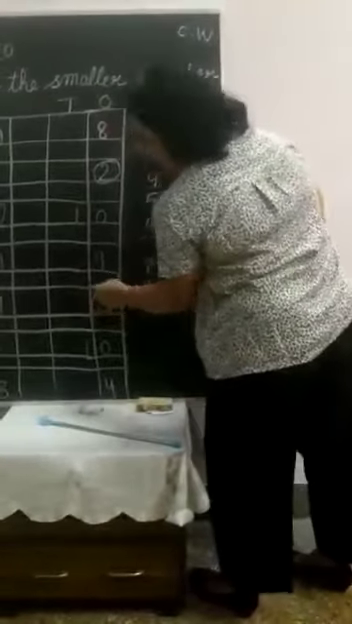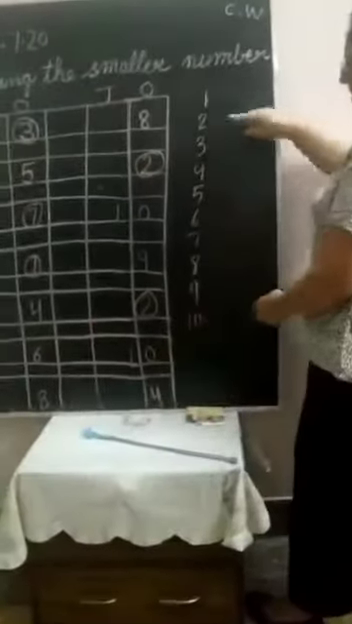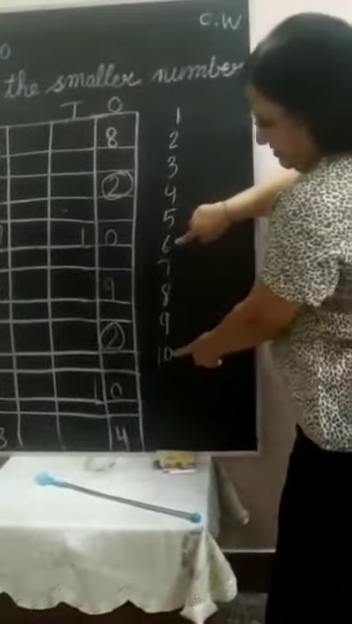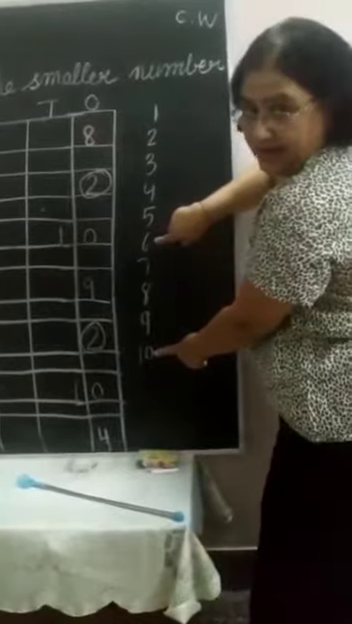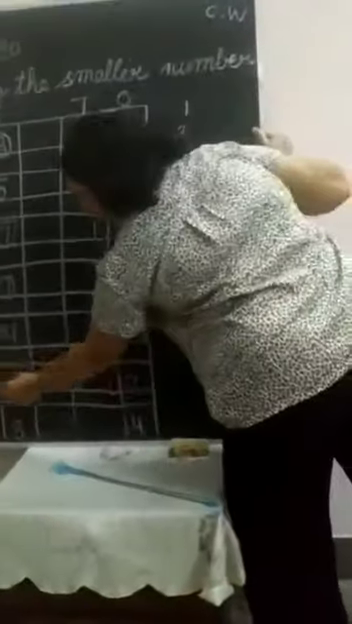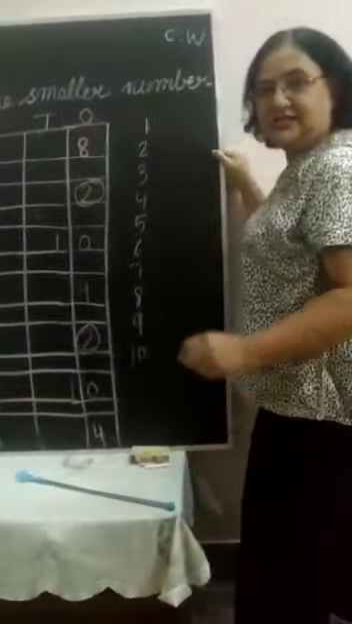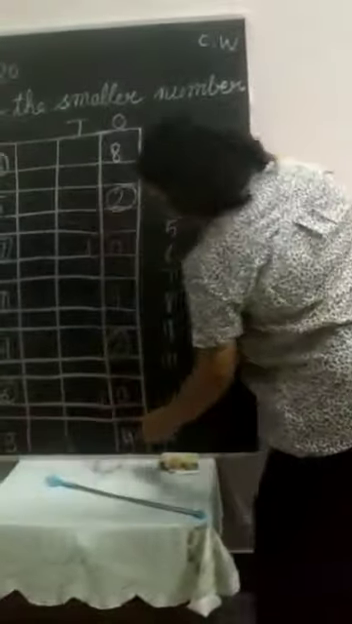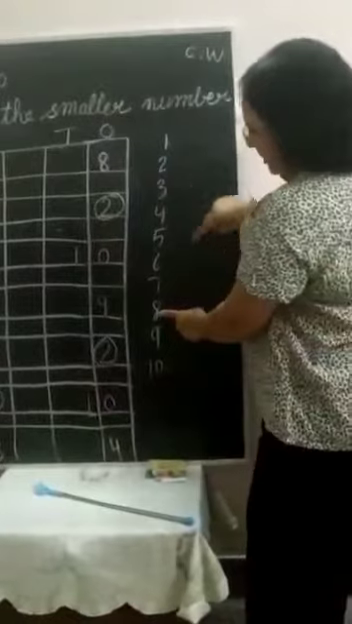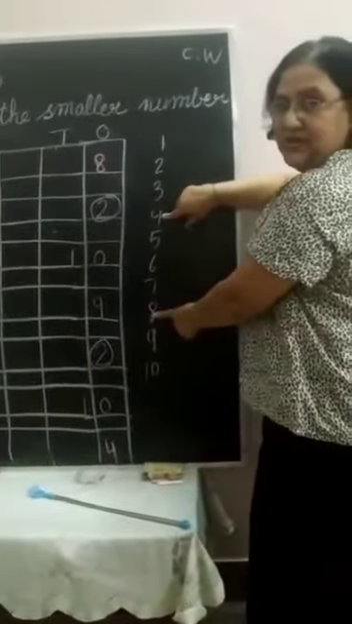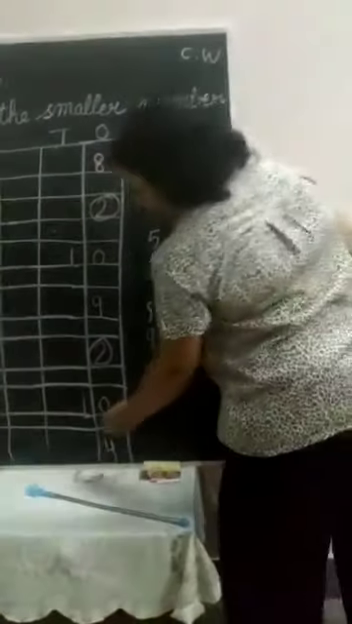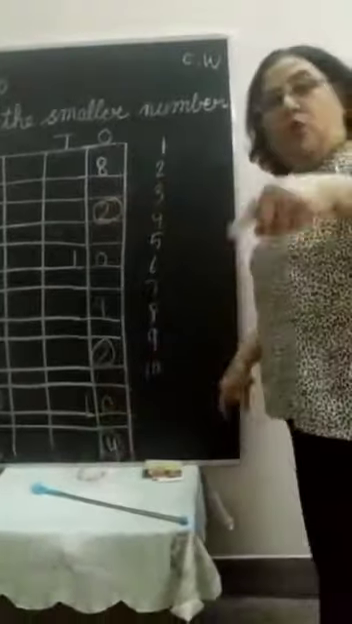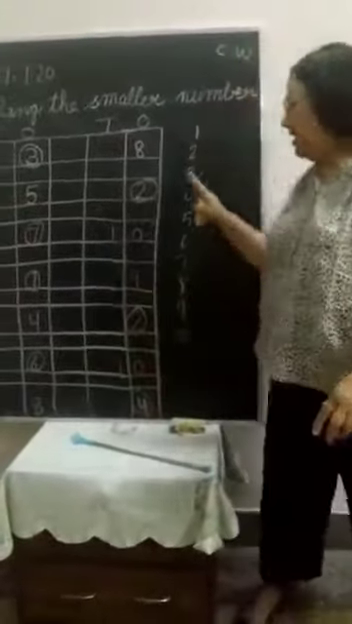2 is smaller. 6 and 10. This is 6 and this is 10. ऊपर finger किस पे है? 6. तो we will put here on the circle on the 6. जो smaller number है उसको हमको circle करना है. Here 8 and 4. This is 8 and this is 4. ऊपर finger कौन सी है? 4. 4 is smaller. जो number ऊपर आता है, that is called smaller.